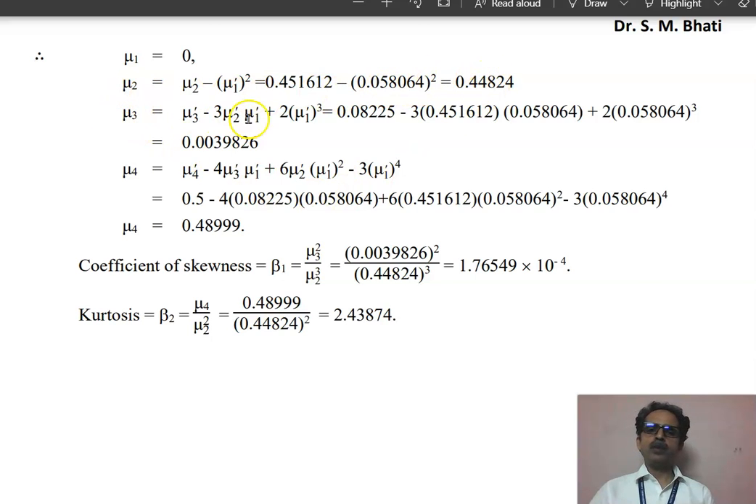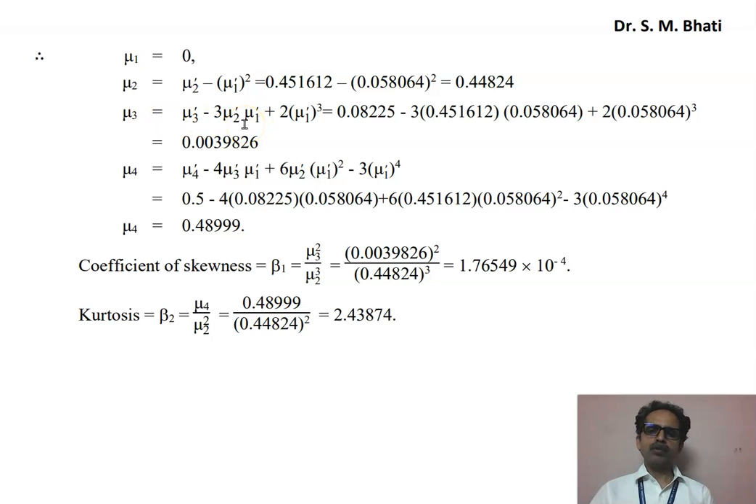Then look at this formula, which we have already seen. This formula represents the value of mu3 in terms of mu1 dash, mu2 dash and mu3 dash. So put the values of mu1 dash, mu2 dash and mu3 dash in the right hand side here. Simplify this, we can get the value of mu3. So we obtain here the value of mu3.